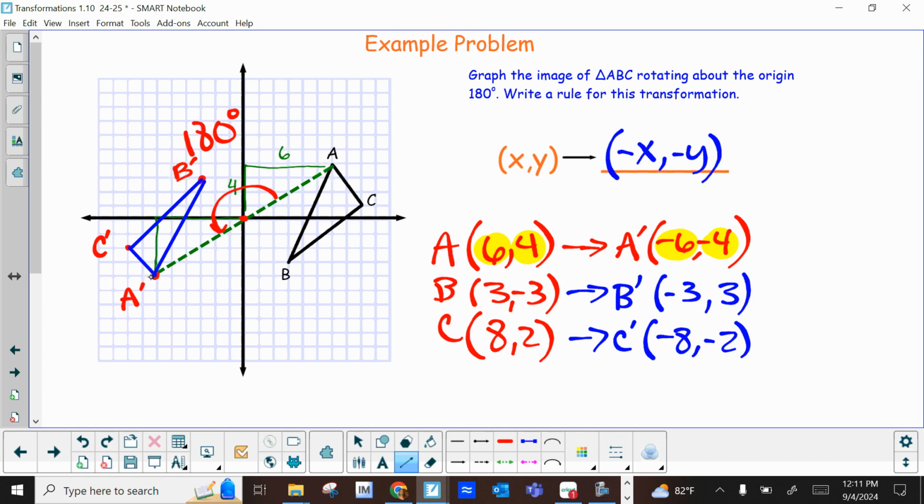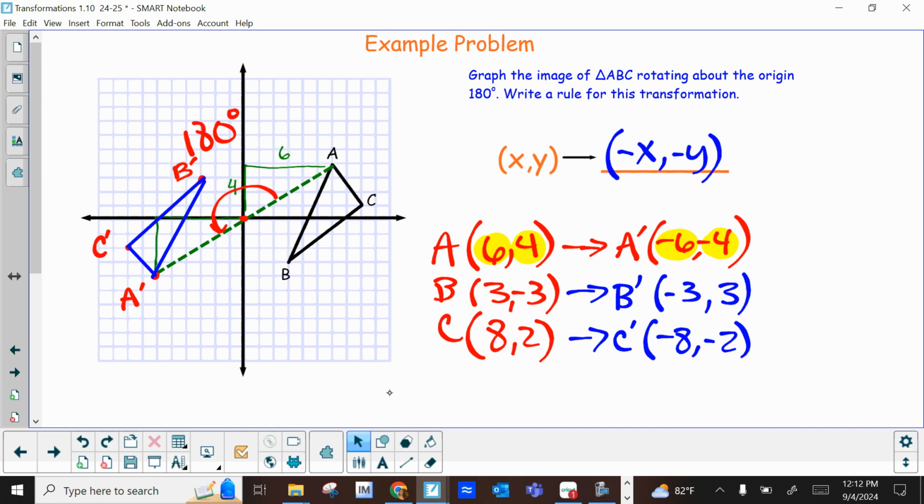Okay, let me make sure I graphed all of them right. 1, 2, 3, 4, 6, 1, 2, 3, 4. Yep. And there we go. A little bit smaller. I just need to draw my lines a little bit better. All right, and there it is. That's what a 180-degree rotation looks like.